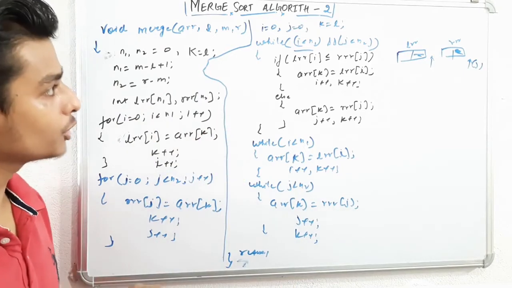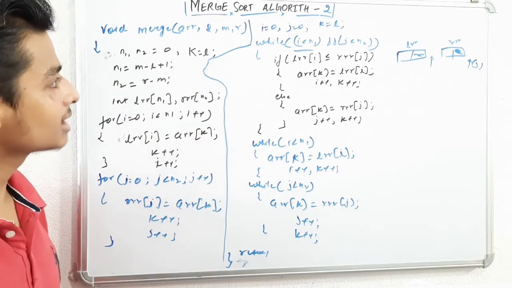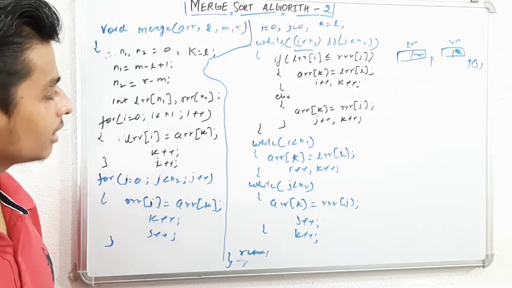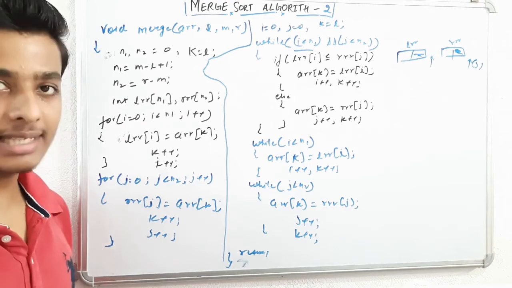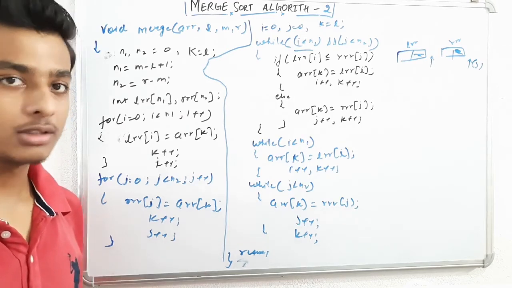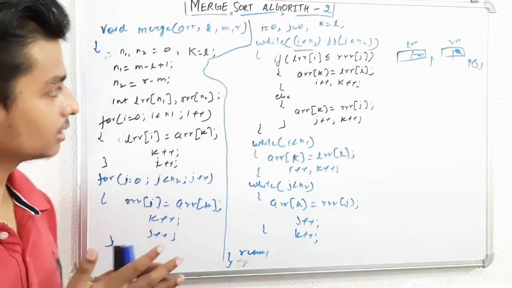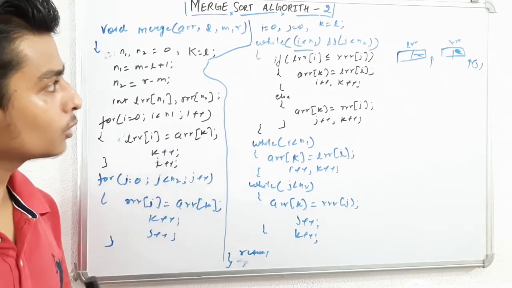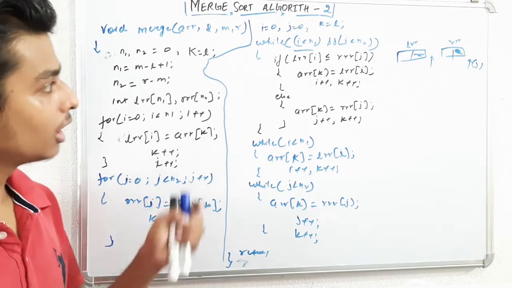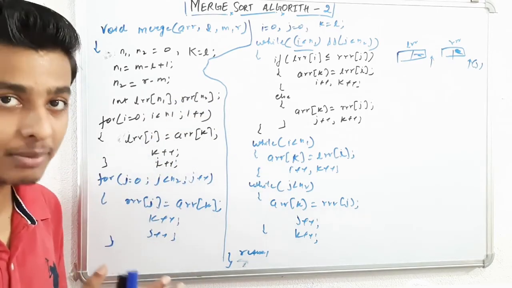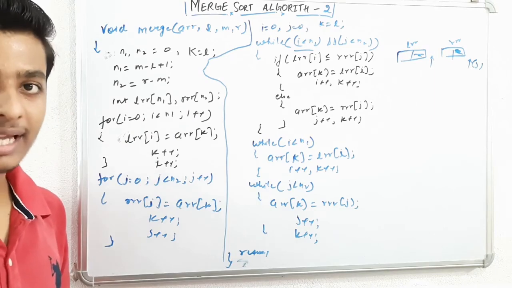I hope you have understood all the steps that I have taught till now. In the next video we are going to see the analysis of this algorithm. If you have not understood it, don't worry, you may go through this video once again, or you can take this code and trace it on your own to see what is actually happening. So that's it for this video.